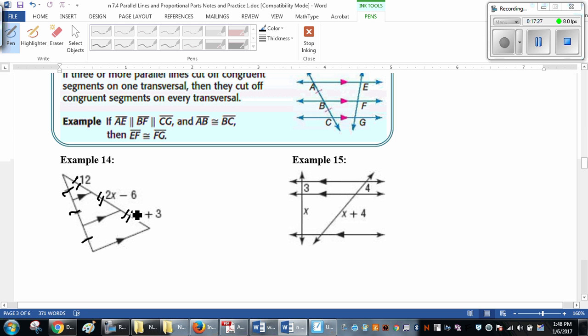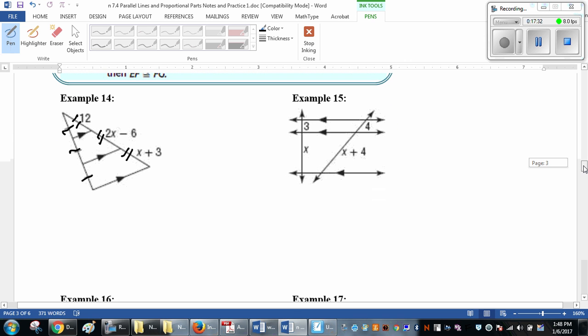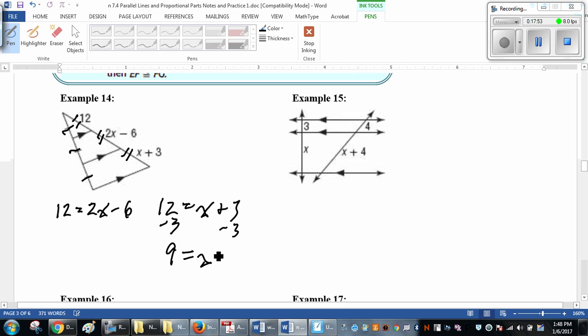So now we can make 2 very simple equations. Again, we have some nice choices here. So we just take 12, and we know it's congruent to each of those pieces, equals 2x minus 6. Solve. 12 equals my other piece, x plus 3. Because they're all the same. Solve each one of those. Here's the easiest one. Minus 3, minus 3. 12 minus 3 is 9, and 9 equals x. And if you solve this thing, you better get the same thing.